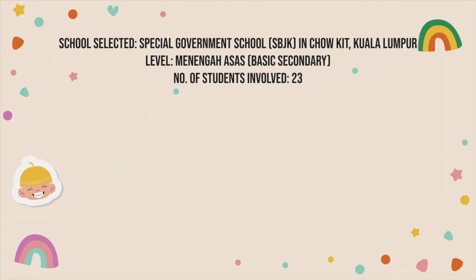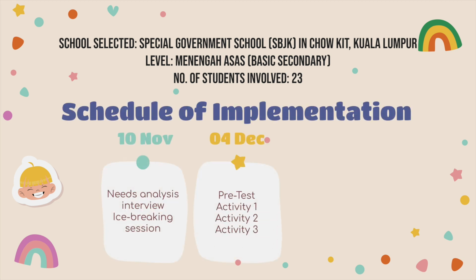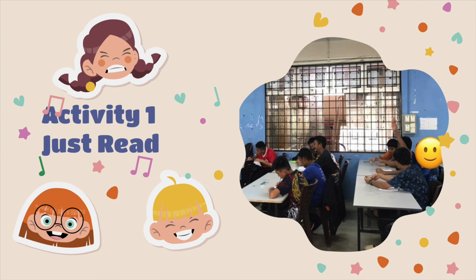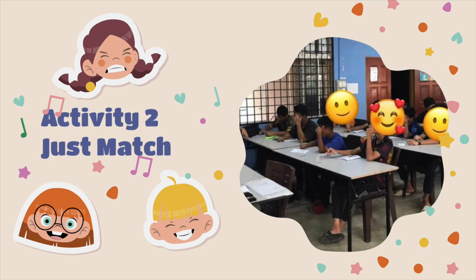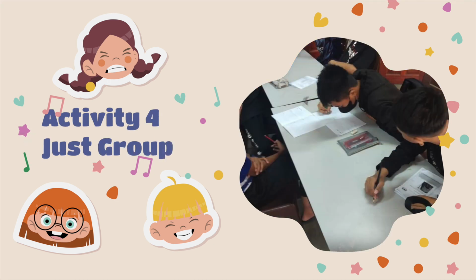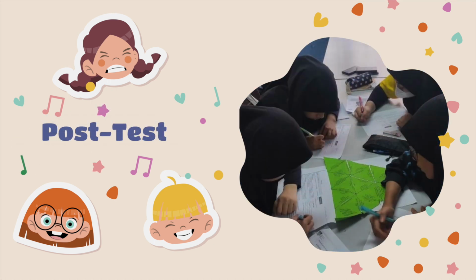This module has been implemented in a special government school in Chowkit, Kuala Lumpur. 23 basic secondary students were involved in this implementation. The implementation was divided into 3 days. Pre-test. Activity 1, Just Read. Activity 2, Just Match. Activity 3, Just Think. Activity 4, Just Group. Activity 5, Just Tarsia and post-test.